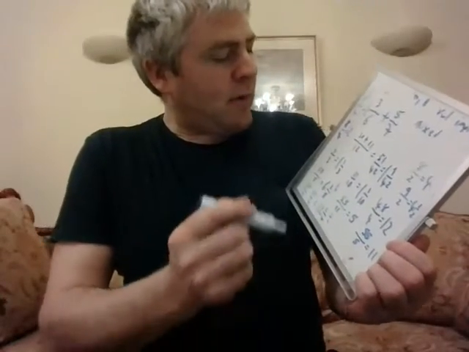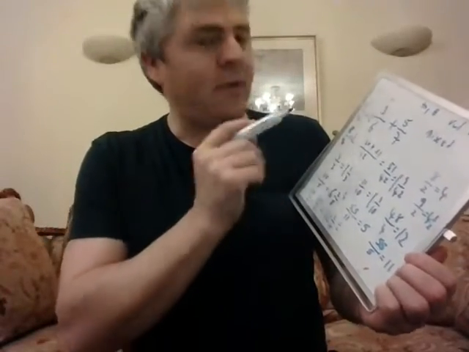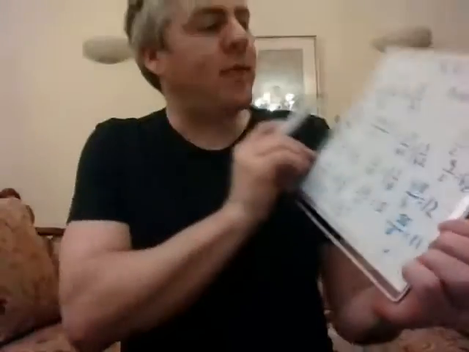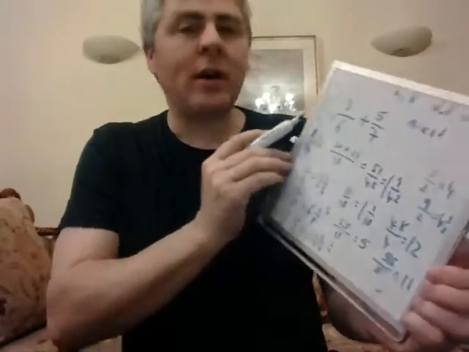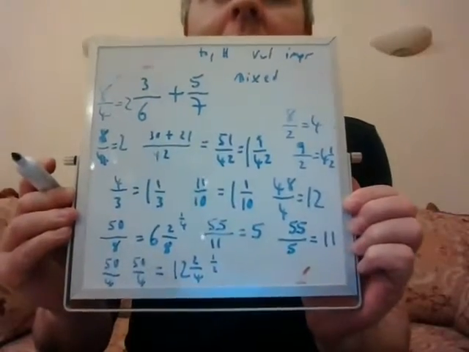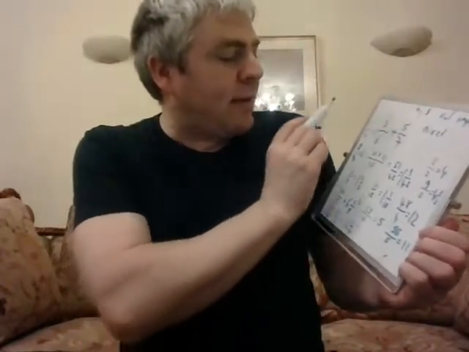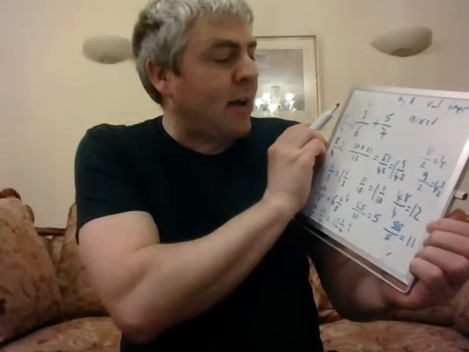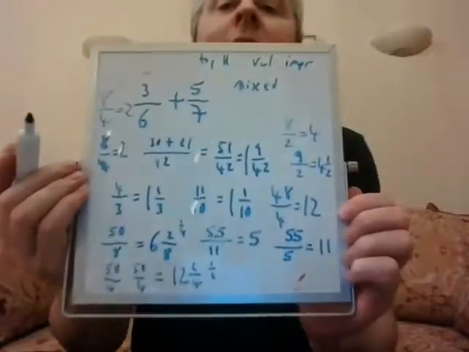And now I've got 4 over 3. These ones are top heavy. So then it's just 1 and 1/3. That's the answer there. And 11 over 10, that's top heavy. So it's 1, because 10 goes into 11 one time, and 1/10.